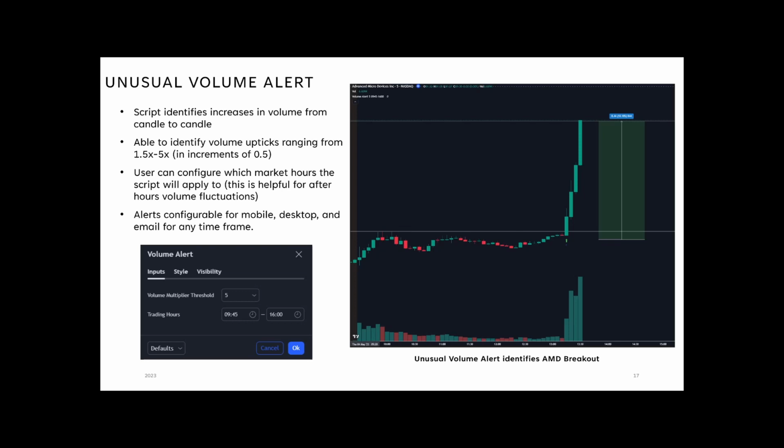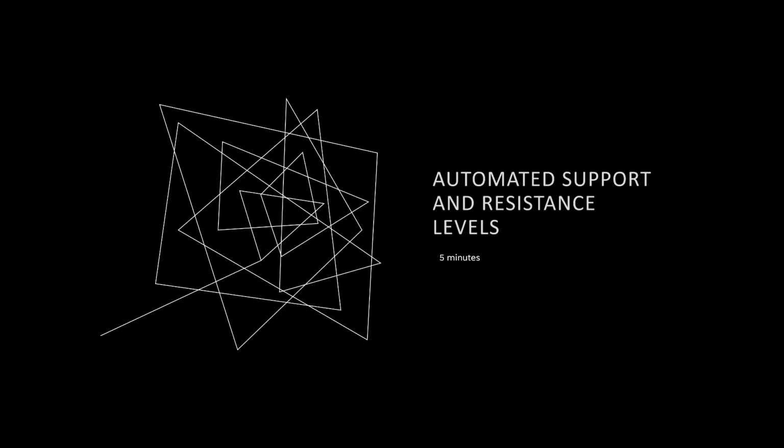If you just set 5x alerts on some tickers, and then whenever you have a crazy amount of volume, it's going to let you know. You can also configure the trading hours. So if you don't want alerts on volume that's after hours because it's really inconsistent, you can just set it to market hours, and then whenever you get some unusual volume during the market hours, you will get an alert. Now these are getting into the newer scripts that I've developed that are a little bit more complex.